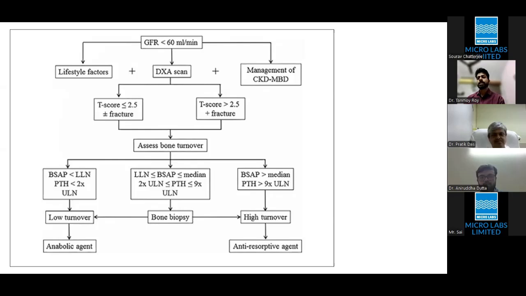Okay. Great. So, according to the management, patients with low GFR can be diagnosed with osteoporosis on the basis of their DEXA scan and T score. If the patient doesn't have any kind of fracture, or the patient's T score is more than 2.5, you essentially have to look at the turnover of the bone. That bone turnover can be assessed using parameters like bone-specific alkaline phosphatase and parathyroid hormone levels.